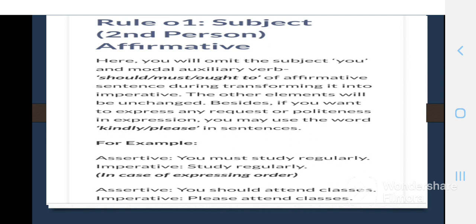If we see an example here: You must study regularly. Here you is the subject, must is the modal auxiliary verb. Now you will omit these words when you are changing into an imperative sentence. So you can use here: Study regularly, if it is an order. Next, if it is a request, see how you will change it. You should attend classes. So here you got the subject you in the assertive sentence and should as the modal auxiliary. But when you are changing into an imperative sentence: Please attend classes, if it is a request.